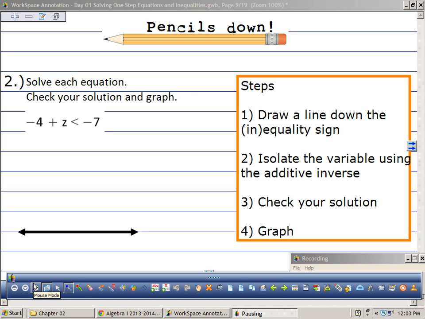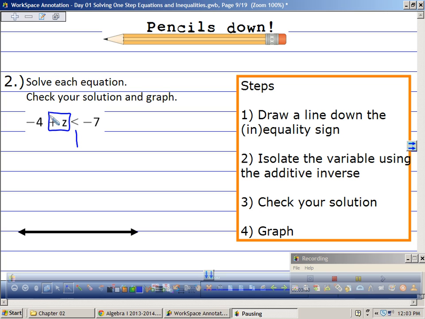Pencils down. Solve each equation. Check your solution. This is not an equation, though. This is an inequality. So I'm going to draw a line down the inequality sign. I'm going to isolate my variable. I have a negative 4 on this side of the inequality, so I need the additive inverse. The additive inverse is positive 4.